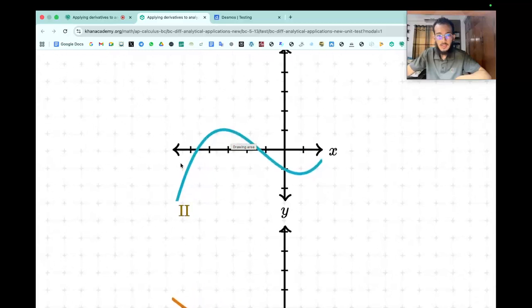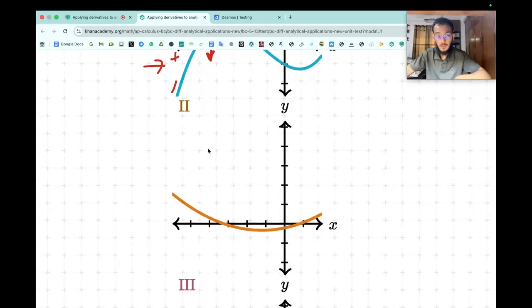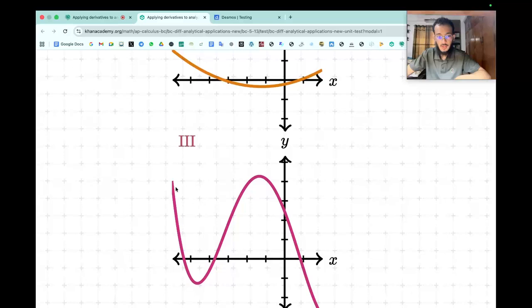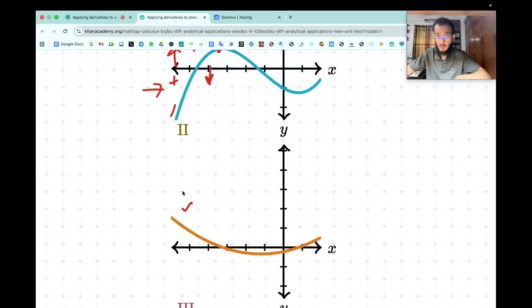Here, let's think of the gradient of this graph. From this point, let's say this is the turning point, we go towards the left. If it is moving downwards, then it will be a positive gradient. So for this portion, we would expect something above the x-axis for the derivative of this function. Is there any function? Yes, there is. This function matches this portion, and this also matches this portion.